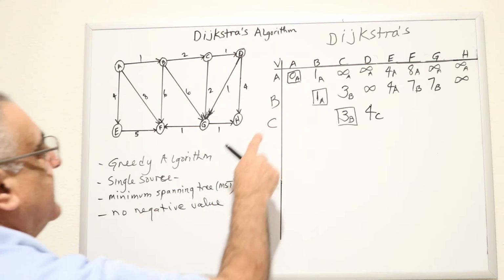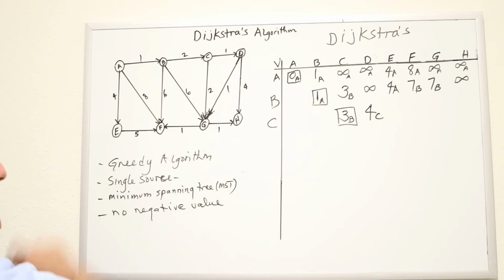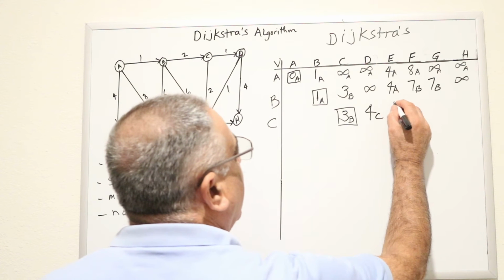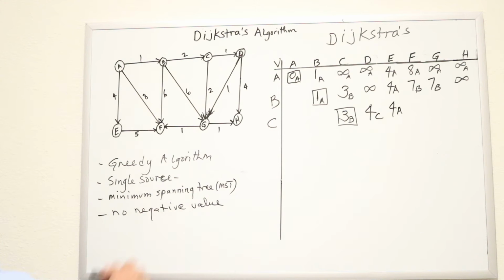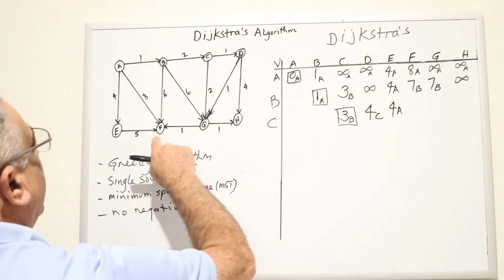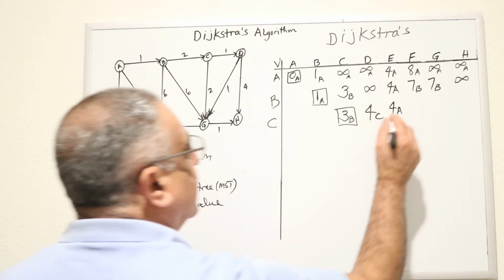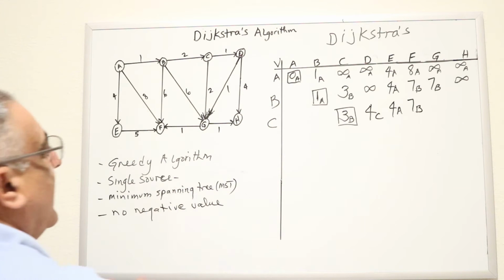Okay. Now C to E, there is no direct link, but I have a 4. I'm going to leave my 4 there. C to F, there is no direct link, but there is a 7, leave the 7 there, 7 coming from B.